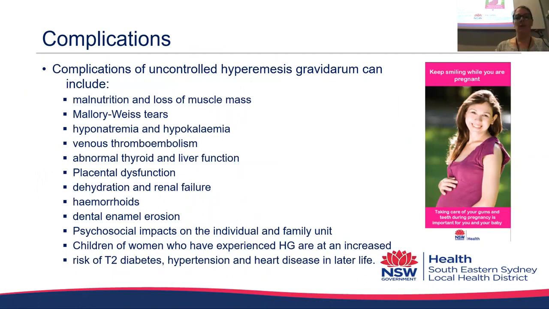Complications of uncontrolled hyperemesis can include malnutrition and loss of muscle mass, weight loss, Mallory-Weiss tears from the constant vomiting, hyponatremia, hypokalemia, venous thromboembolism, abnormal thyroid and liver function, placental dysfunction. That can obviously be associated with an increased risk of small for gestational age babies or preterm birth, preeclampsia, and the increased risk of placental abruption, dehydration, renal failure, dental enamel erosion, and then, of course, the psychosocial impacts and the impact on the family unit. It's unclear if HG is associated with an increased risk of stillbirth. The HER Foundation is currently undertaking further research in this and other areas to ascertain the long-term impacts of HG on both mother and baby.